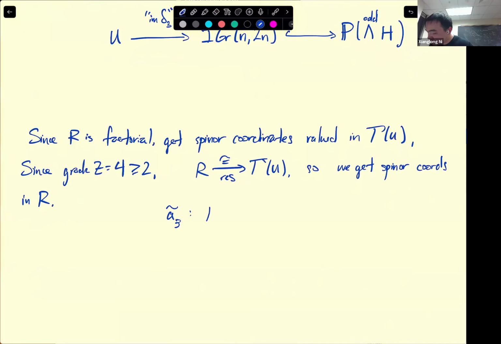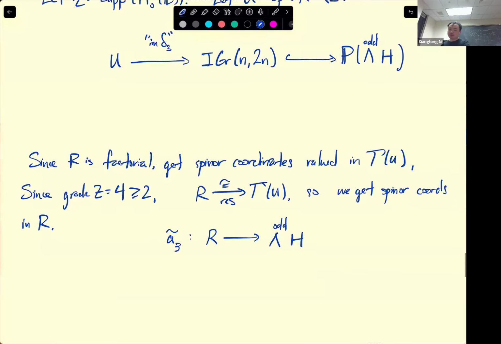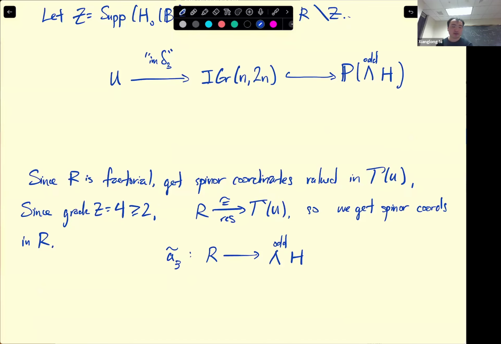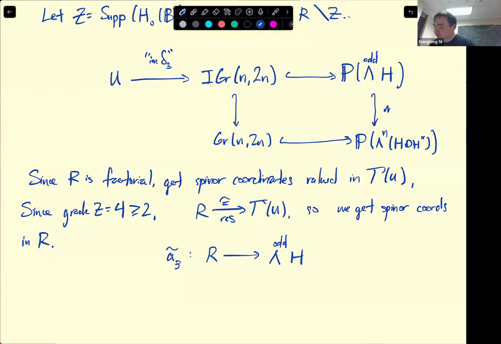So this is a map from R to wedge odd H. The reason I'm calling this A3 tilde is because it's related to the Buchsbaum-Eisenbud multiplier A3. Going back to the earlier remark, A3, without the tilde, is giving me Plücker coordinates on the image of delta 3 in the ordinary Grassmannian. The isotropic Grassmannian certainly embeds into the ordinary Grassmannian of n-planes in two n-dimensional space, and this has its standard Plücker embedding into the projectivization of wedge n of H plus H dual. And then what's here is the degree 2 Veronese. To be more precise, the degree 2 Veronese lands in the subspace of the lower one.